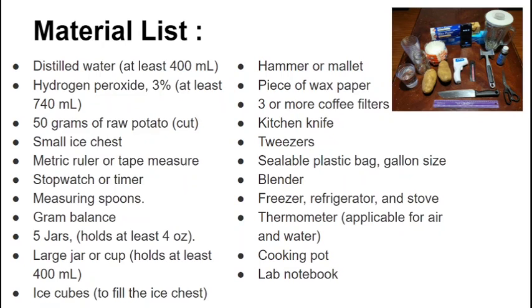Materials for this project include distilled water, hydrogen peroxide, cup potatoes, a small ice chest, a ruler, stopwatch, measuring spoons, gram balance, 5 jars, 1 large jar, ice cubes, a hammer, wax paper, coffee filters, a kitchen knife, tweezers, sealable bags, a blender, freezer, refrigerator, stove, thermometer, a cooking pot, and lastly, a lab notebook.